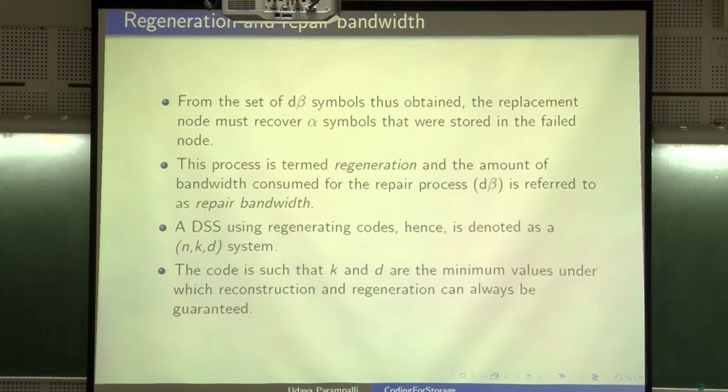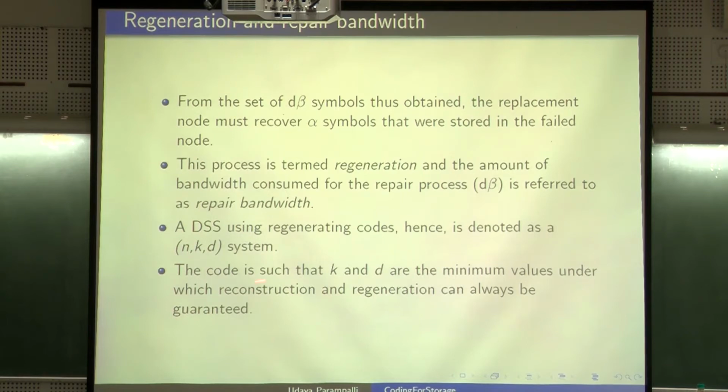Now this process is termed regeneration. An old node has gone and a new node has arrived, and it has talked to D different nodes, downloaded beta symbols from them, in order to recreate alpha symbols in that node. This D times beta is considered the repair bandwidth. Obviously that much bandwidth is needed to repair a node, and we want to minimize that repair bandwidth as well. So a DSS using regenerating codes, you can call an (n, k, d) system. n is the length of the code, k is the dimension of the code, and d is the repair degree that you can use.